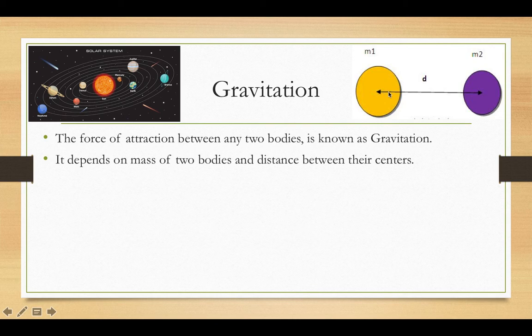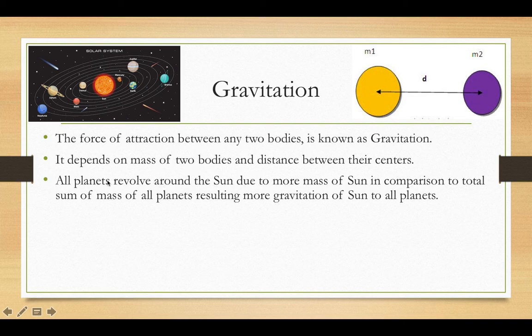It depends on masses of two bodies. So if mass of two bodies are big, the force of gravitation also big, and if the mass of two bodies are small, then the force of gravitation also is small. And it also depends on the distance between them. If more distance, then the force of attraction between them will be less, whereas if they have less distance, then force of attraction will be more. That's why the force of gravitation depends on masses of two bodies and distance between their centers.